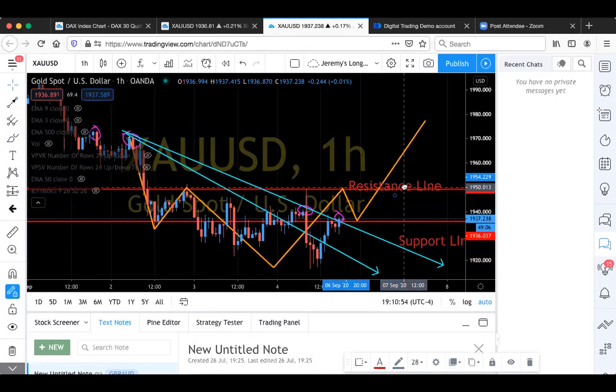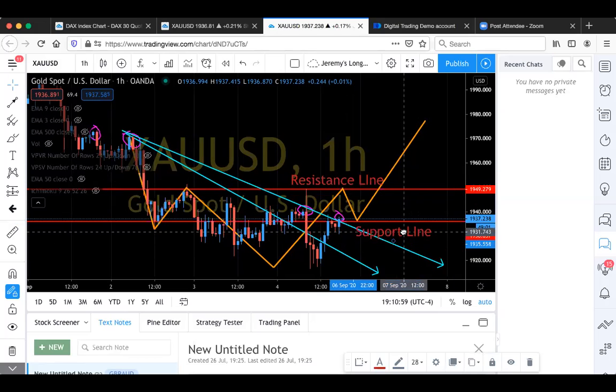You can do text on there, resistance line, support line.